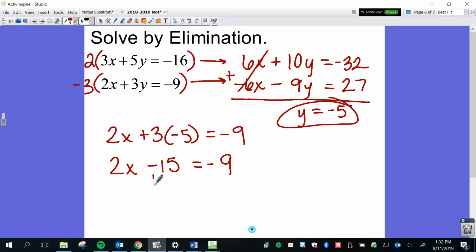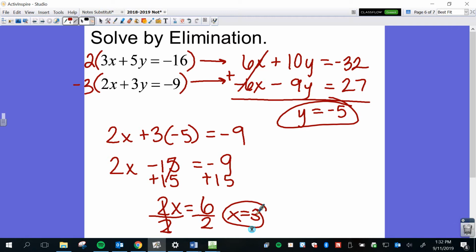Now we add our 15, right? So 2x equals negative 9 plus 15 is 6. Divide by 2. X equals 3. So our solution is the point 3, negative 5. Okay. What questions can I answer about this one? Seems like the hardest part about these kind of problems is this.